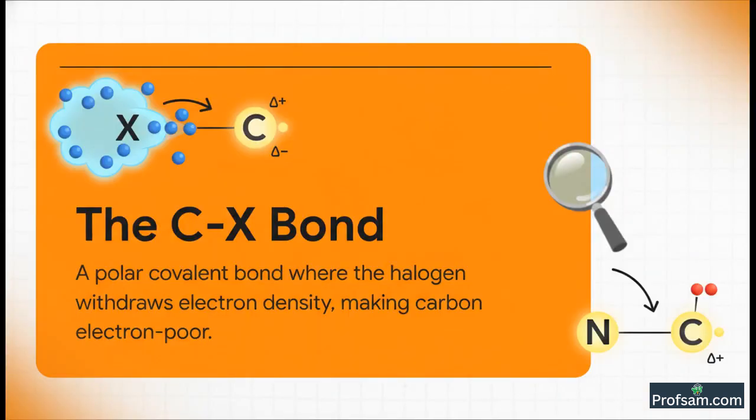Now, this slide gives us the proper exam-safe definition. Let's read it. The C-X bond is a polar covalent bond. Now, this word, polar, is the absolute key. Because the halogen pulls those electrons, the bond becomes polarized. It gets two poles, like a magnet. One end becomes slightly negative, and the other becomes slightly positive. And this is exactly what makes that carbon atom vulnerable to an attack.